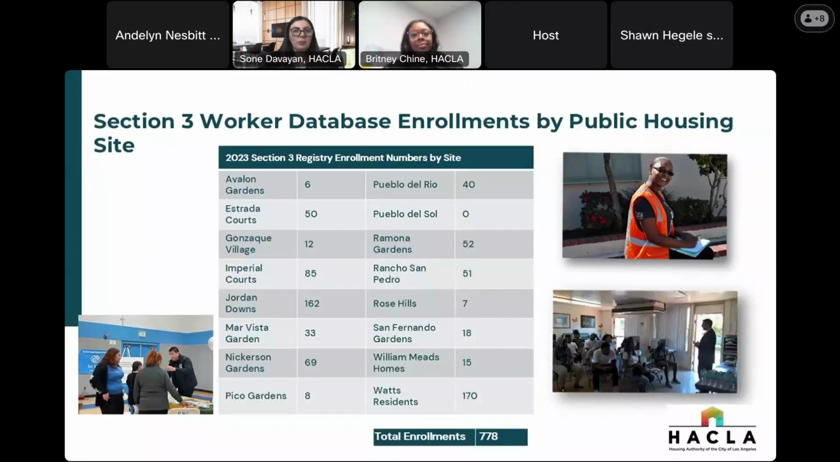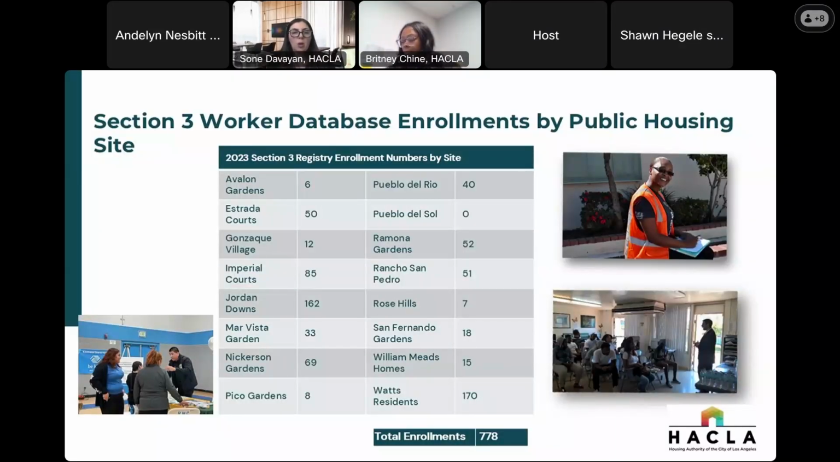We just wanted to show in this slide the enrollments for public housing residents to our Section 3 worker database. These are the names of our public housing sites. We go and enroll our residents into the database. Some sites have a high number of enrollments, and others have very few residents, because it all depends on how big or small the public housing community is.